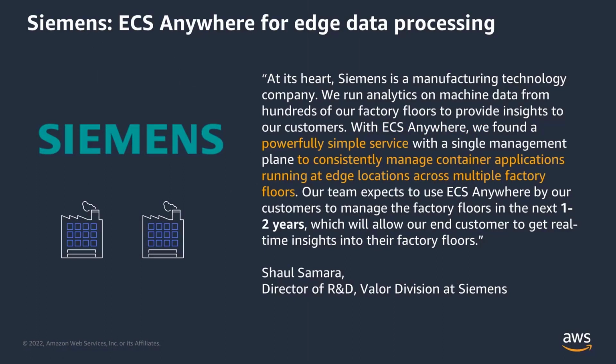Let's take a look at Siemens. Now, Siemens, which is a brand most of us are familiar with, is a manufacturing technology company. They decided to leverage ECS Anywhere because of its single management control plane, which created consistency for them in managing containerized applications running at locations but managed in the cloud. This helps them provide real-time insights into factory floors for their customers. Now, this use case is a combination of the desire for consistency between the experience of managing applications in the cloud and on-prem, as well as the IoT use case for leveraging edge compute and data processed at the edge for applications that might be running or using that data in the cloud.